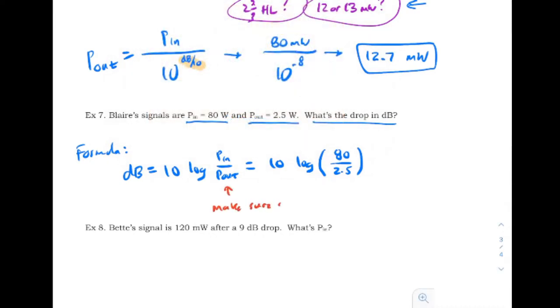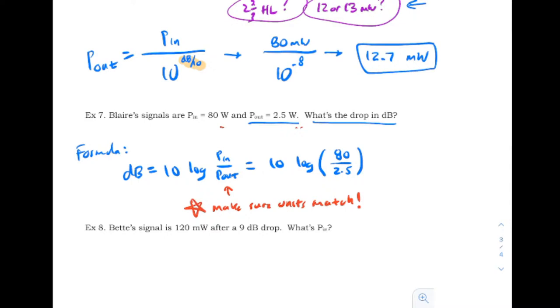Make sure units match. When you plug in the P out, make sure they're exactly the same kinds of units. Here we're safe. Those are watts, everything's good. If those were kilowatts, I'd want kilowatts and so on. If one's watts and one's milliwatts, either convert them both to watts or both to milliwatts. They have to be the same. So I'm just going to warn you about that right there. Make sure the units match.